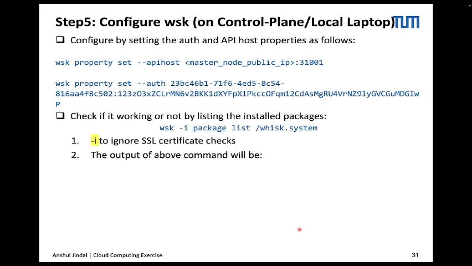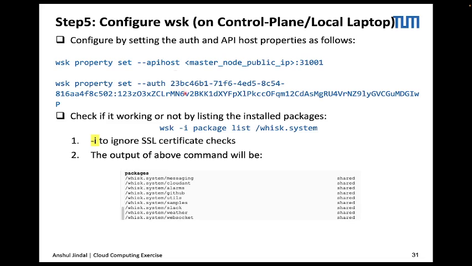And lastly, for step 5, you have to configure the Whisk CLI. For that, you have to specify the API host, which is your master node public IP, and then the authorization. The authorization would remain the same, so you can specify exactly the same authorization as given over here. Once you have done this, you can check if your Whisk CLI is configured properly by running this command. You can configure this Whisk CLI either on the master node or on your local laptop, depending on where you want to deploy the function to the OpenWhisk cluster.